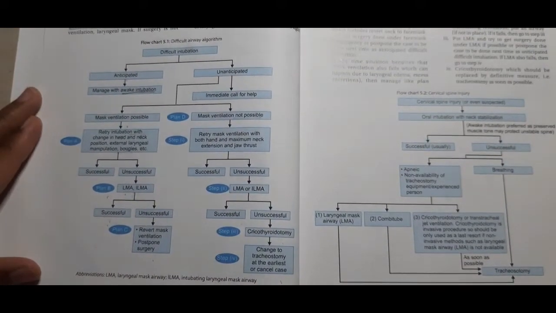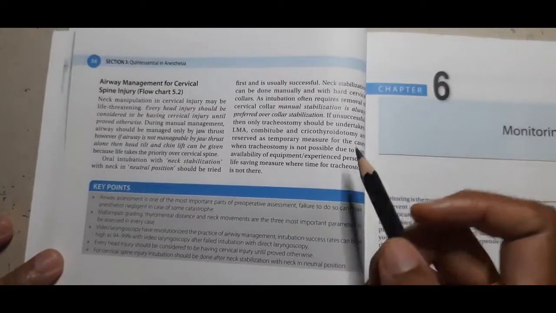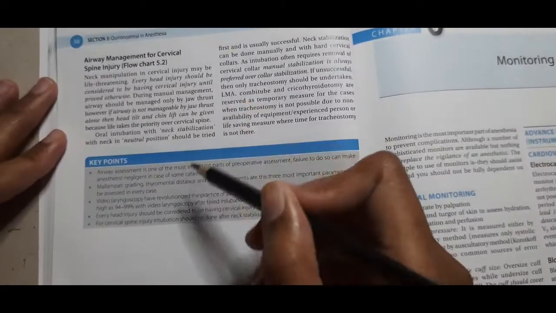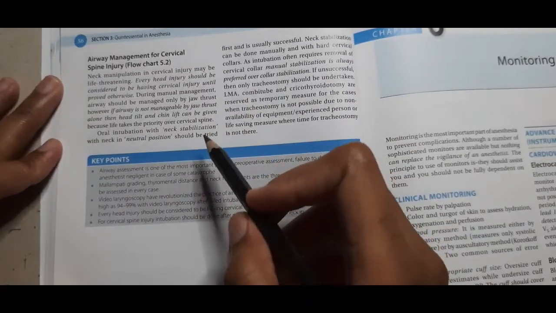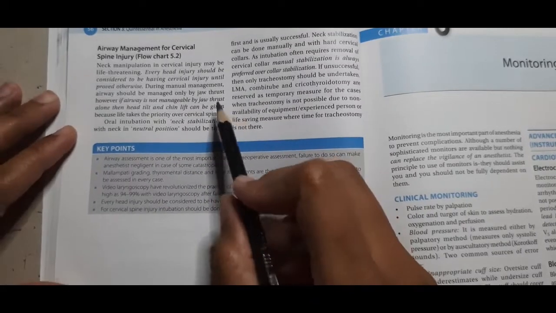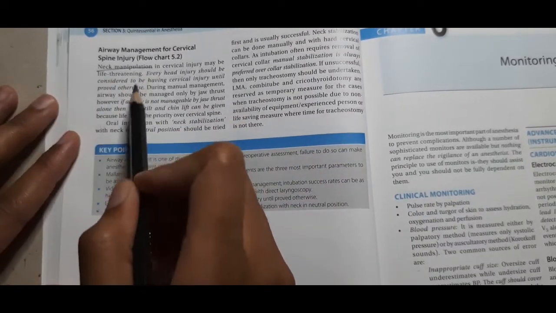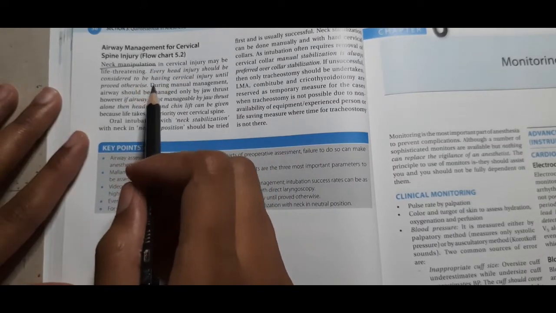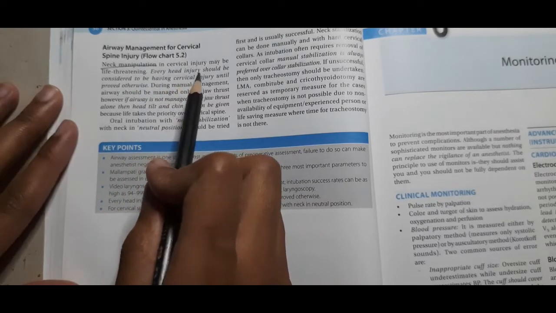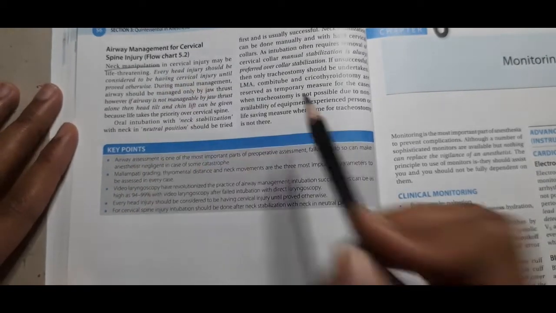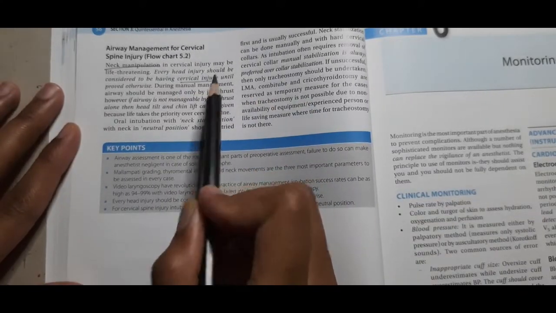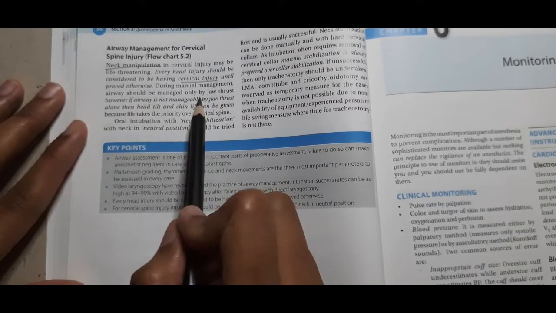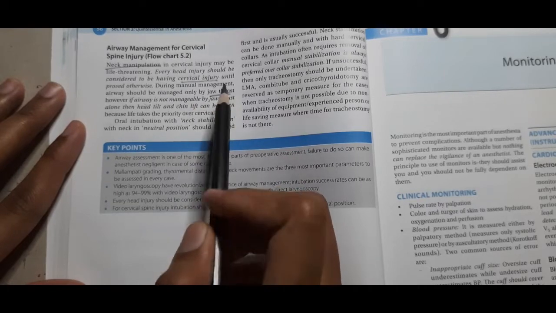Moving to the next thing. Airway management and cervical spine injury is one of the things that is handled in many difficult intubation cases. Here neck manipulation is very difficult and life threatening. Any injury in the head region should be considered a cervical injury in the first case. So during manual management of the airway, you should manage only with jaw thrust.